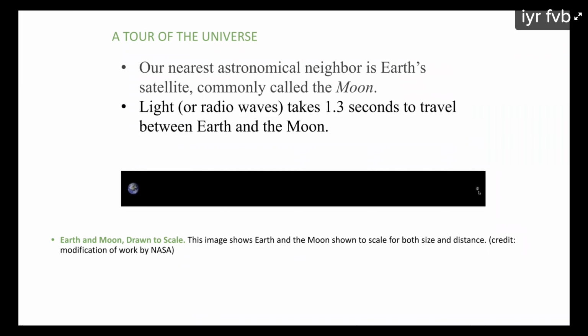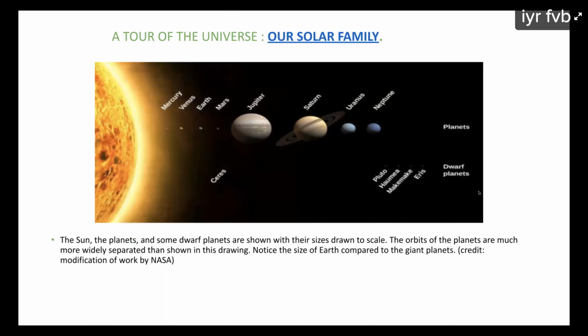And you can see from the scale that Earth is very clearly larger compared to the moon. So that will be our next object in this space if you are going on a tour, right? Everybody knows what this picture is about. Next, after the moon, we have our own solar system, right?